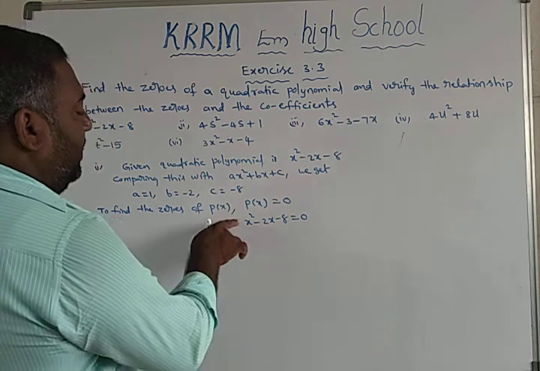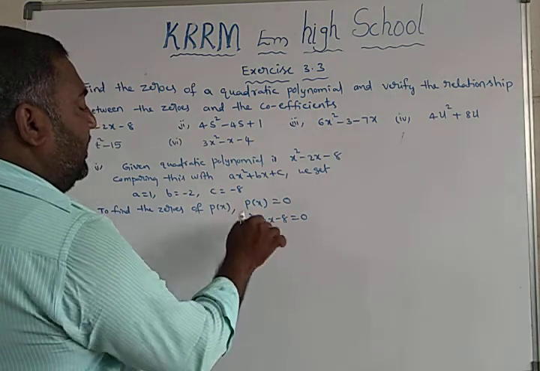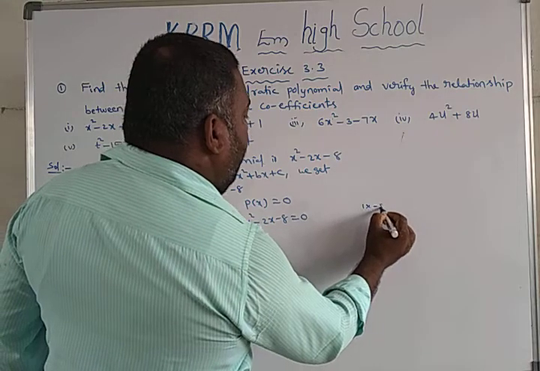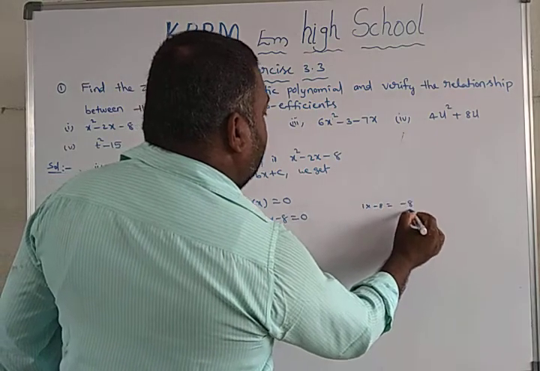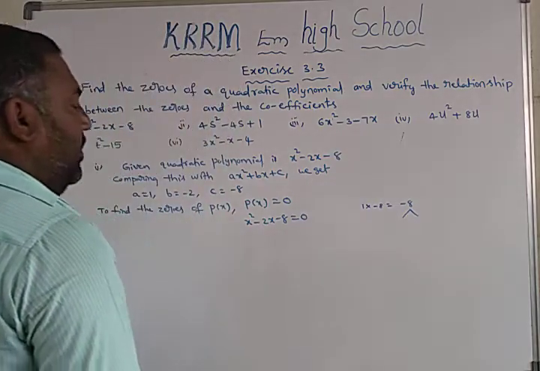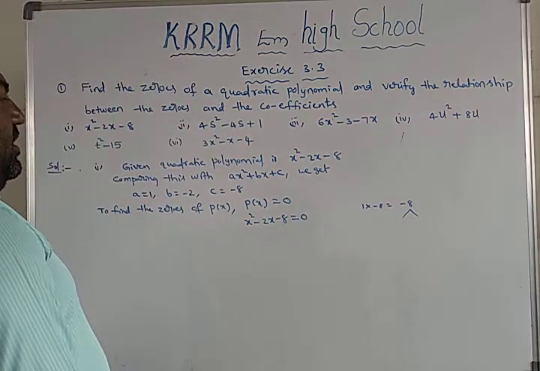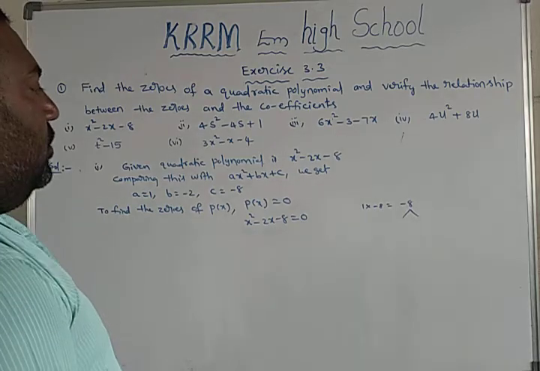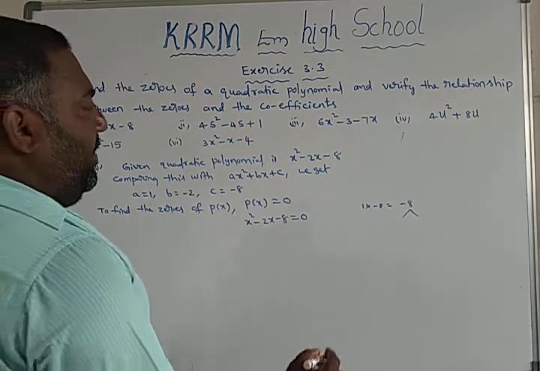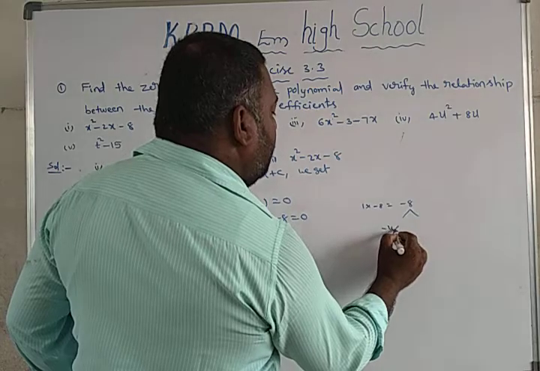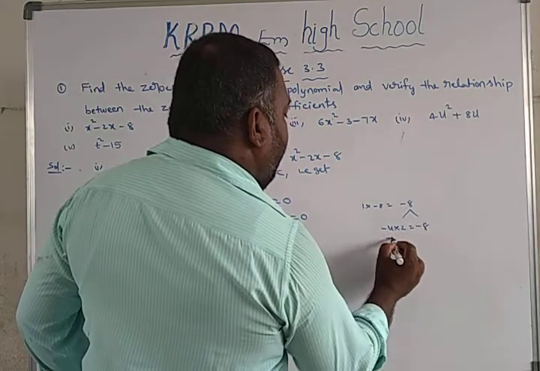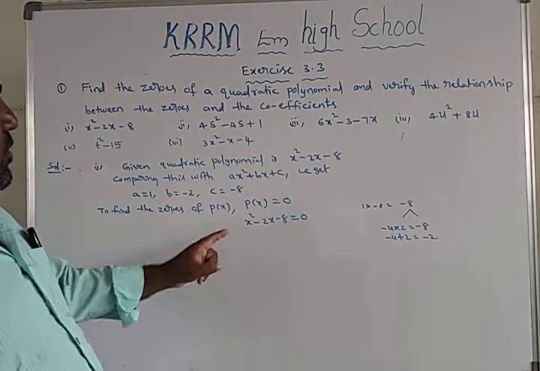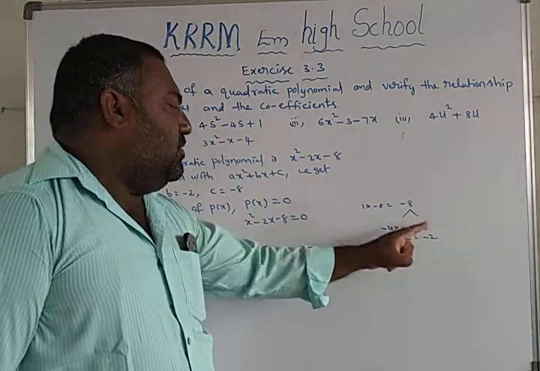Here the coefficient of x square is 1 and the constant is minus 8. So 1 into minus 8 is equal to minus 8. We need factors of 8 whose product is minus 8 and whose sum is minus 2. Take minus 4 and plus 2, which gives minus 2. So the product is minus 8 and their sum is minus 2.